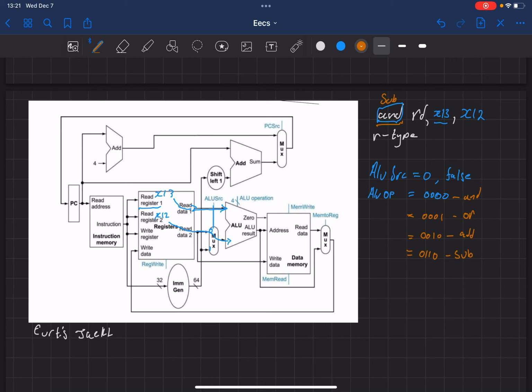Well, now we can continue on our sweet little way. So after this, we're going to have x13 and x12. So we're going to go over here.